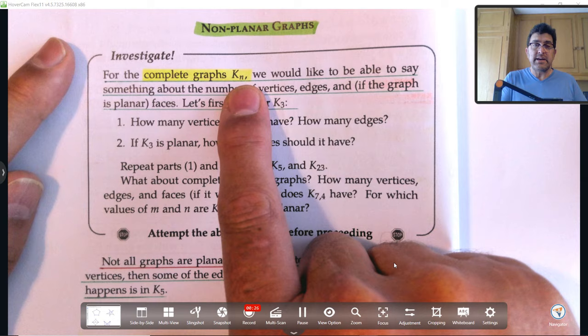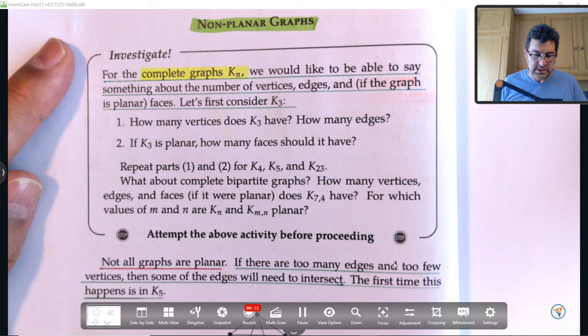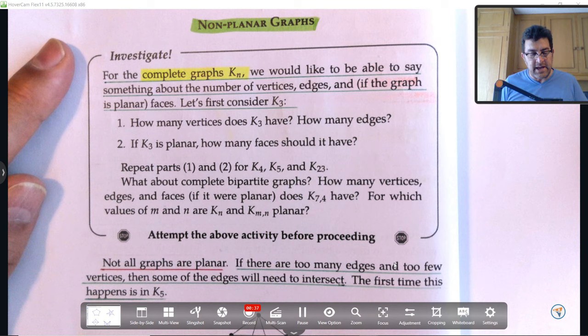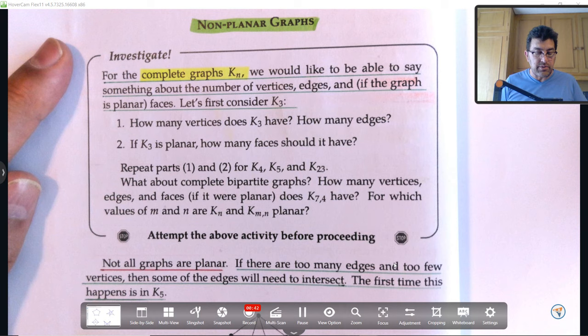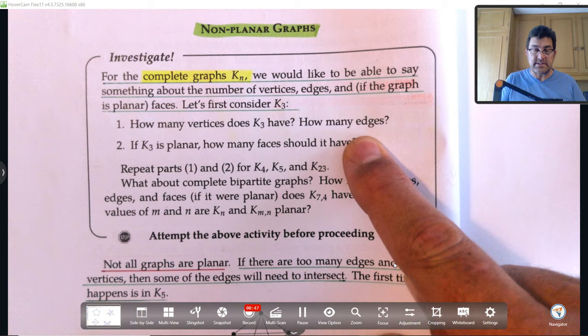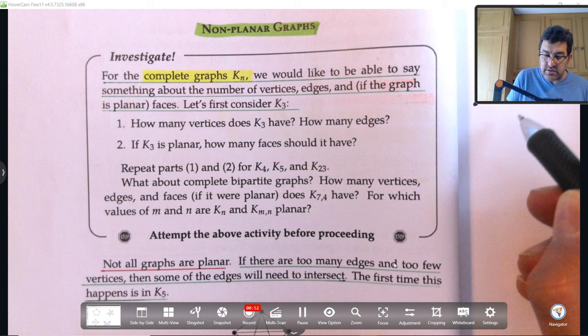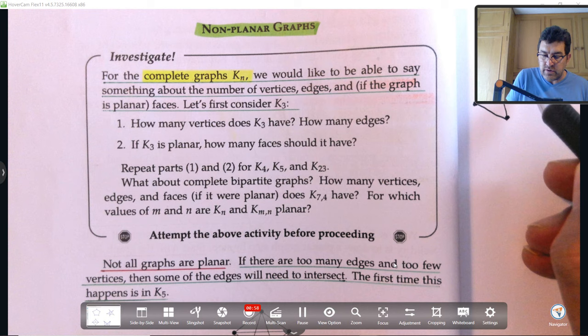Kn, we would like to be able to say something about the number of vertices or edges, and its faces, if it's a planar graph. Let's first consider K3. How many vertices does K3 have and how many edges? Well, we can quickly draw a K3. A K3 is a complete graph with three vertices. There we go. It has three vertices, three edges, and it divides the plane into two regions.